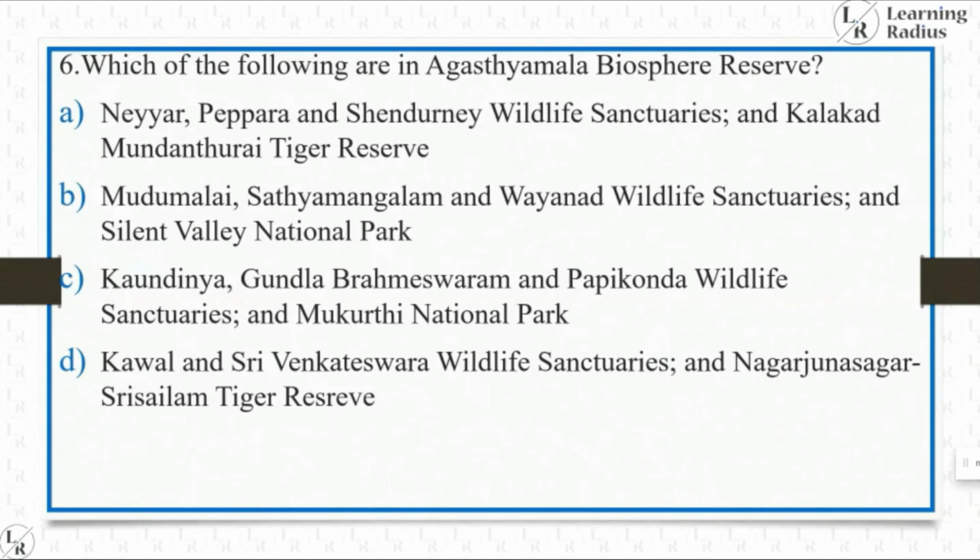Let's come to the next question. Which of the following are in Agasthyamala Biosphere Reserve? Neyyar, Peppara, Shendurney Wildlife Sanctuaries and Kalakad Mundanthurai Tiger Reserve; Mudumalai, Sathyamangalam and Wayanad Wildlife Sanctuaries and Silent Valley National Park; Kudremukh, Gundla, Brahmeshwaram and Papikonda Wildlife Sanctuaries and Mukurthi National Park; Kawal and Sri Venkateshwara Wildlife Sanctuary and Nagarjuna Sagar Sri Sailam Tiger Reserve. It's a direct question. The answer is Neyyar, Peppara, Shendurney Wildlife Sanctuary and Kalakad Mundanthurai Tiger Reserve. That is, the answer is A.